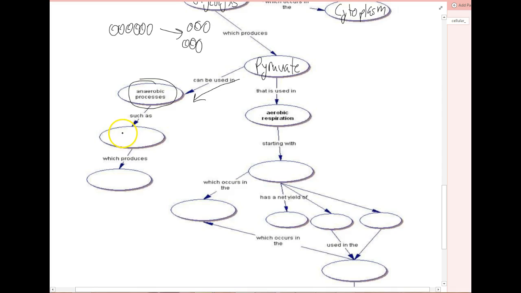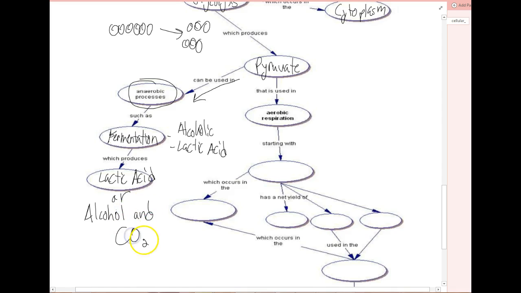such as fermentation, right, which can produce either lactic acid or what's the other type of fermentation? Because there's 2 types of fermentation, right? There's alcoholic and there's lactic acid. So lactic acid fermentation produces lactic acid. Alcoholic produces alcohol. And what else? Carbon dioxide.